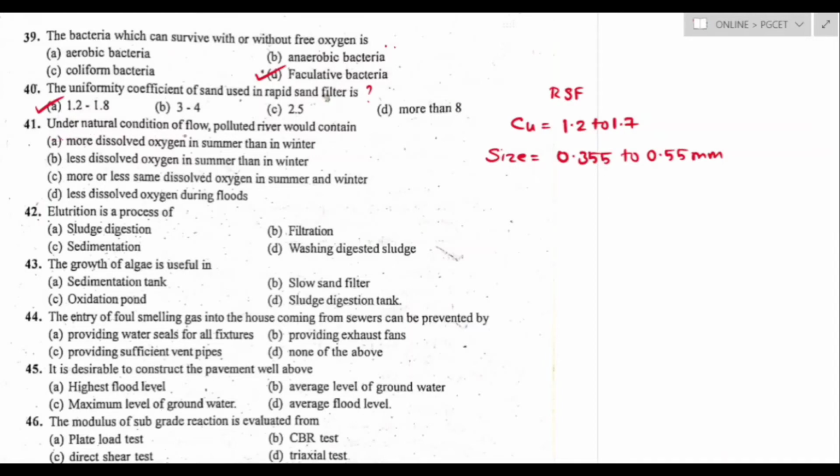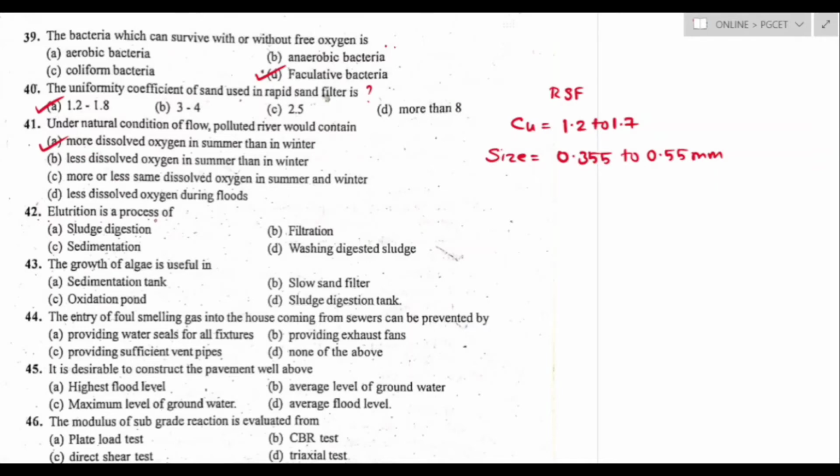Question number 41. Under natural condition of flow, polluted river would contain more dissolved oxygen in summer than in winter. Option A is the right answer. If the temperature of the sewage is more, then the DO content will be less and vice versa. So option A will be the right answer.